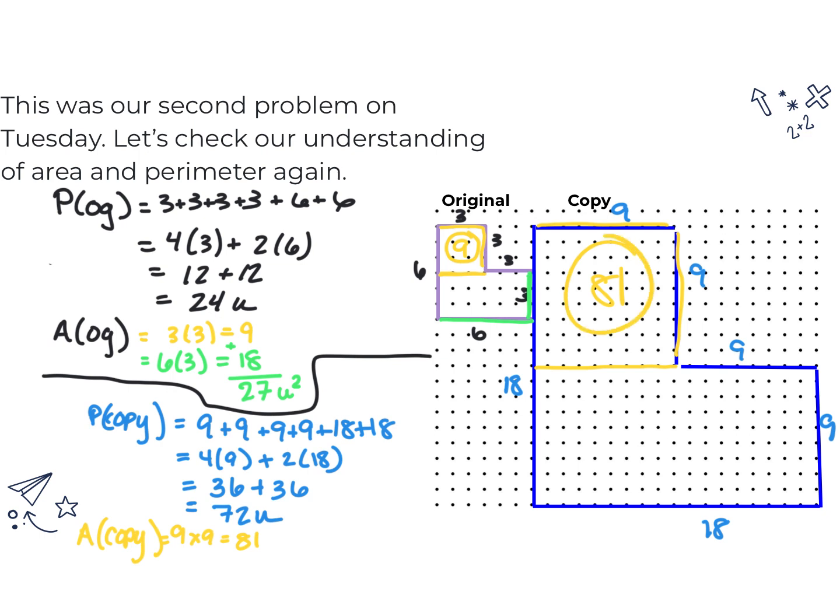And then for this one, we have an 18 times a 9, big numbers. Then we have 18 times 9, and that is 162. So then we're going to add those two numbers together, 162 plus 81, and that's going to give us 243 units squared. Ugh, lots of numbers.